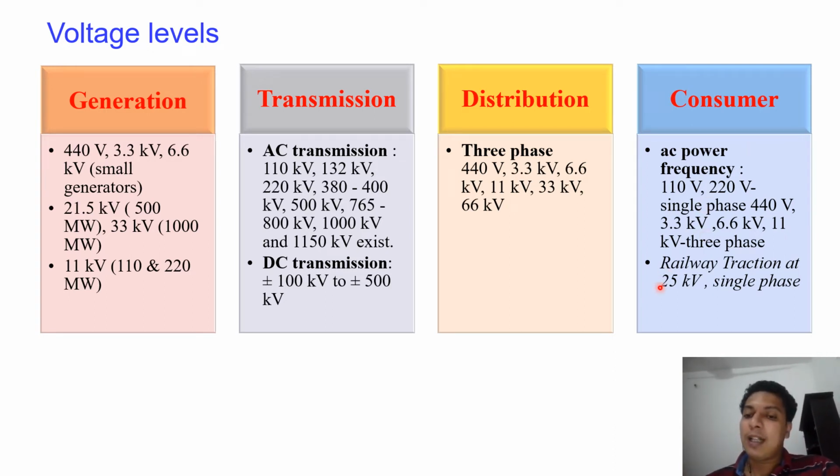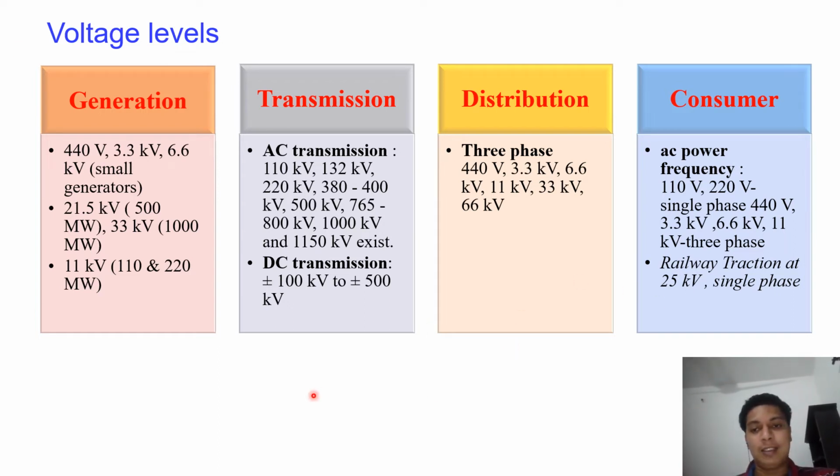And among consumers, I want to note one more thing: the railway traction. You can see the railway traction voltage level is 25 kV single phase. That is something you can note, because that is a big consumer, right? So that is one thing you can be aware of.